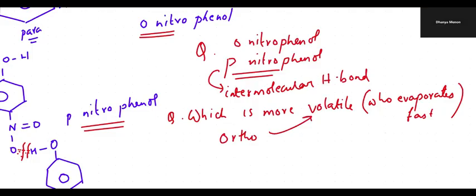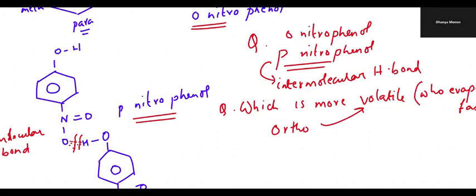Yes. Similarly, if a question is asked, why can orthonitrophenol and paranitrophenol be separated by fractional distillation? Yes, because fractional distillation is a method that involves a condition that the two substances should have different boiling points. So definitely we can separate them by fractional distillation. Okay, so these are few applications of hydrogen bonding.